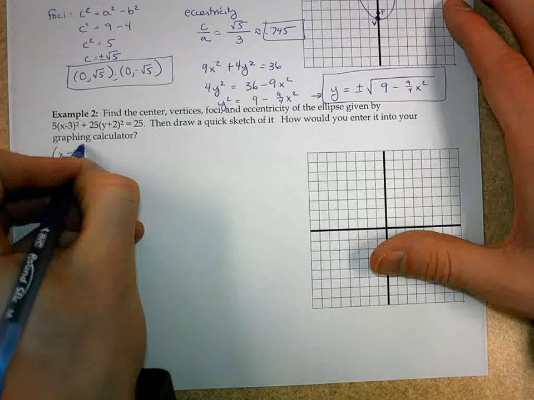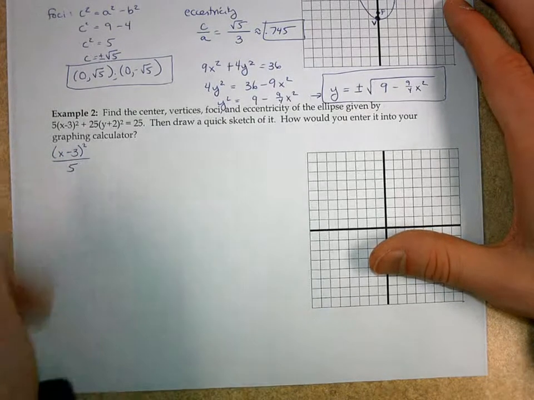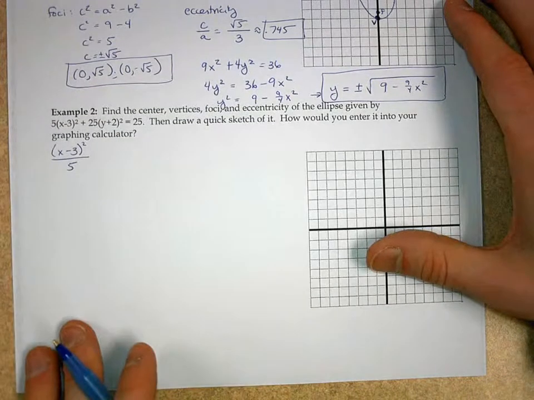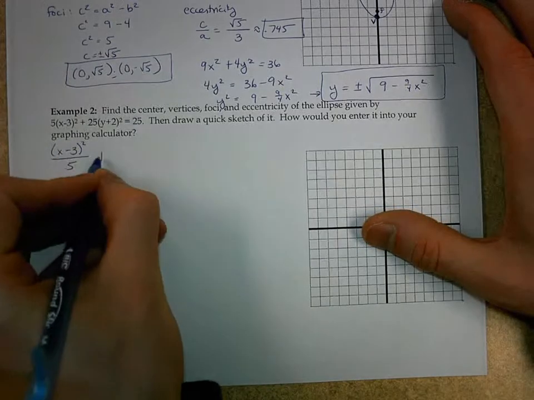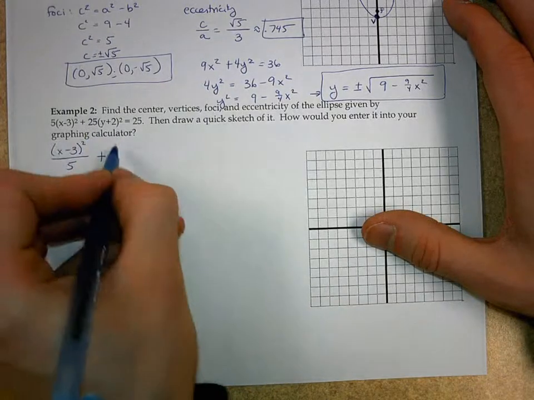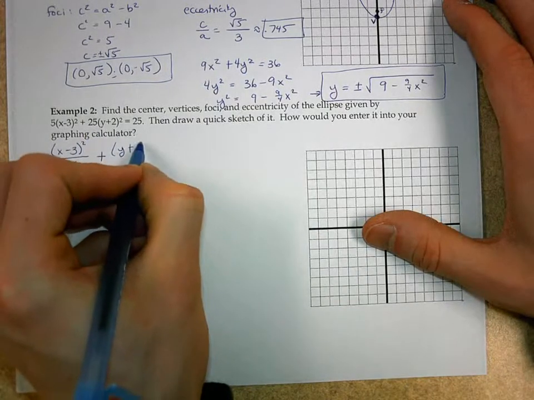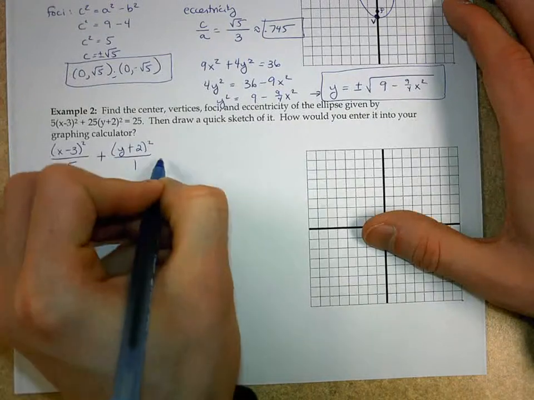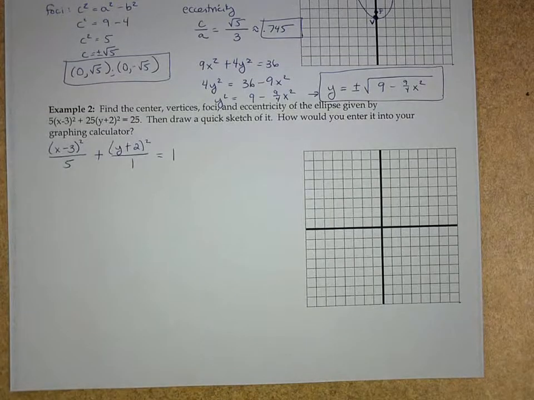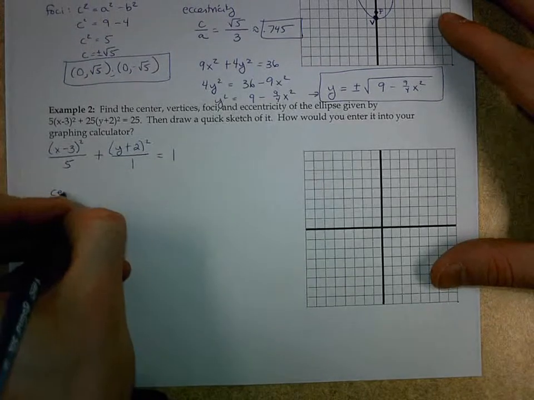So when I do that, 5 over 25 here is going to reduce to 1 over 5, so x minus 3 quantity squared over 5. The second piece right here, 25 divided by 25 is going to be 1. So y plus 2 quantity squared over 1 is equal to 1. There's my ellipse in standard form. Now I can start identifying the different pieces.